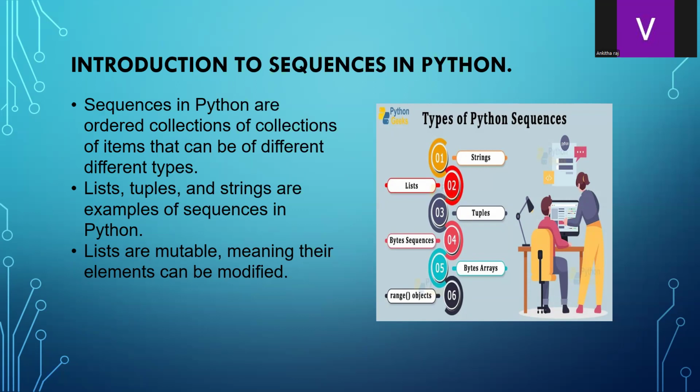Types of sequences in Python: strings, lists, tuples, byte sequences, byte arrays, range objects. Lists, tuples, and strings are examples of sequences in Python. Lists are mutable, meaning their elements can be modified.